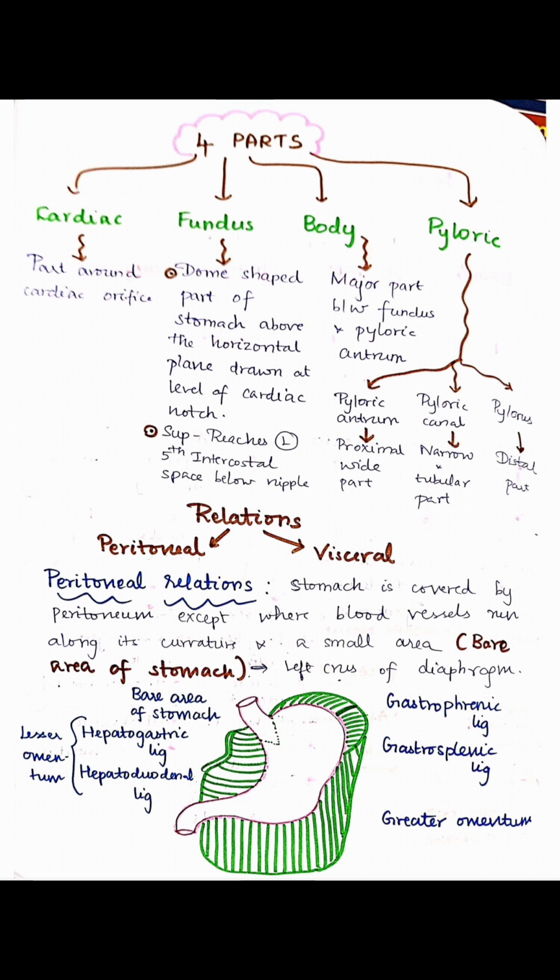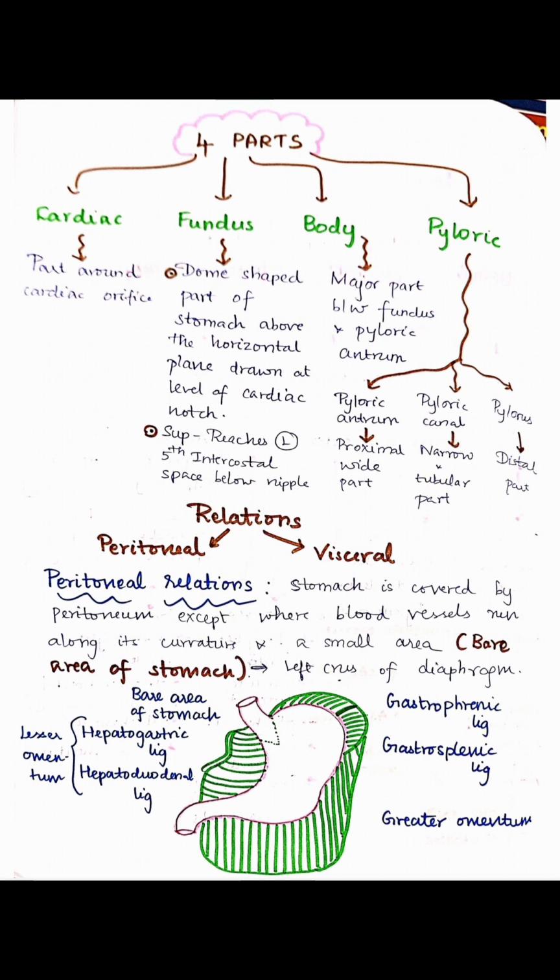The final part is the pyloric part. It is divided into pyloric antrum, pyloric canal and pylorus. The pyloric antrum is the proximal wider part and the pyloric canal is a narrow, tubular part. The pylorus is the distal part. Next we will see the relations of the stomach. There are two relations, peritoneal and visceral.